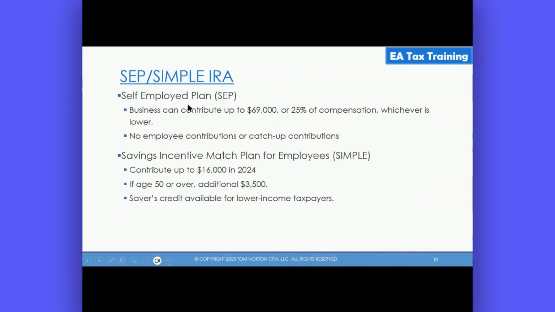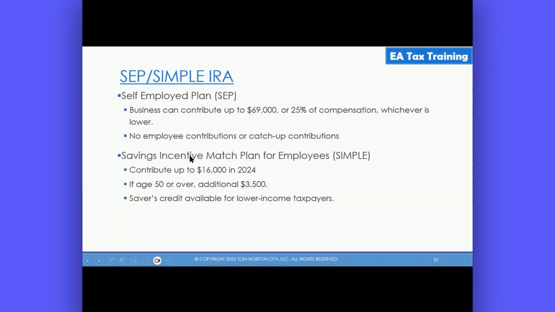Next is a SEP or a SIMPLE IRA. So these are these business related IRA plans. If you have a SEP, a self-employed plan, then the business can contribute up to $69,000 or 25% of compensation, whichever is lower. So if you're self-employed, you can contribute 25% of your compensation up to $69,000 into one of these SEP plans. Because it is a self-employed plan, there are no separate employee contributions. You are both the employer and the employee, so these are all considered employer contributions.